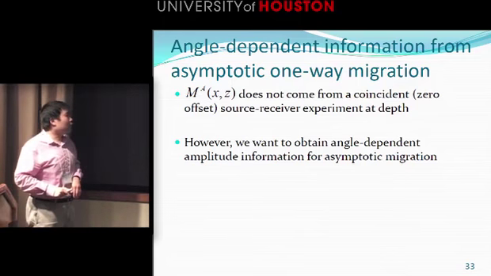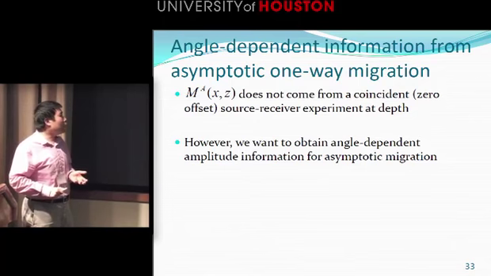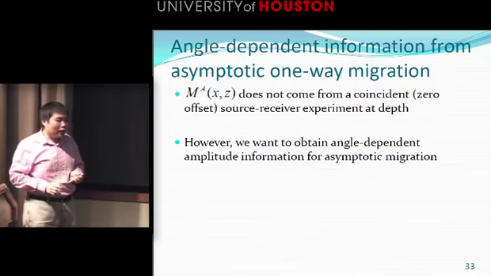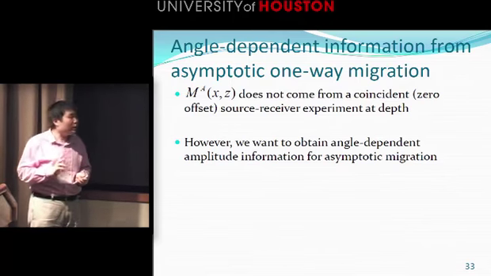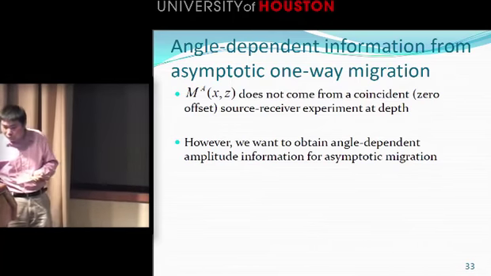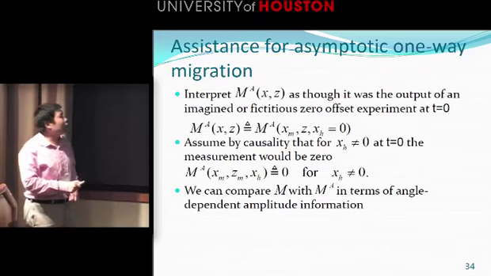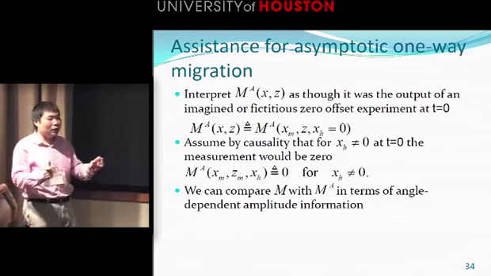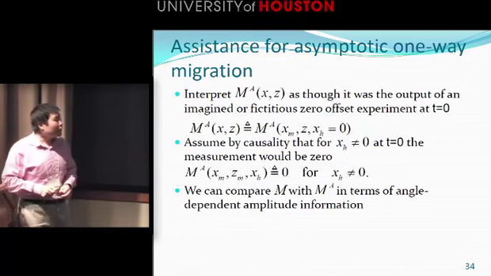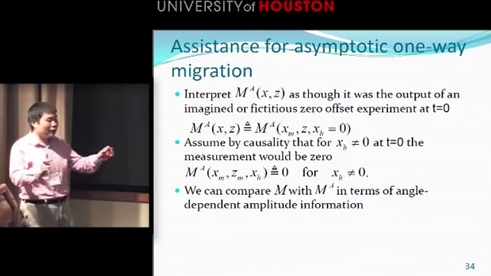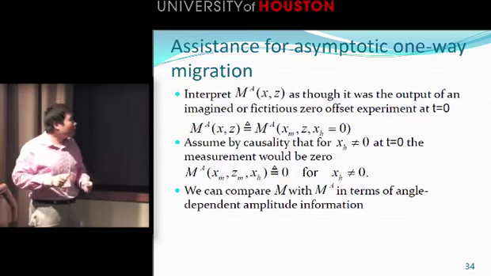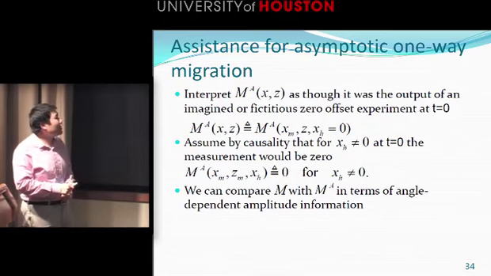But we want to obtain our angle-dependent amplitude information from that. So how can we do that? We have two different ways. The first is that we interpret this as corresponding to a subsurface experiment with coincident source and receiver. We just imagine that this is a subsurface experiment with subsurface offset equal to 0, which it is not. But we just interpret it as this.